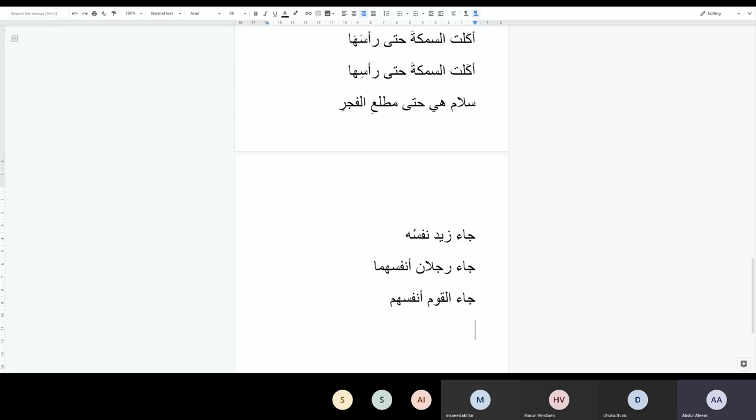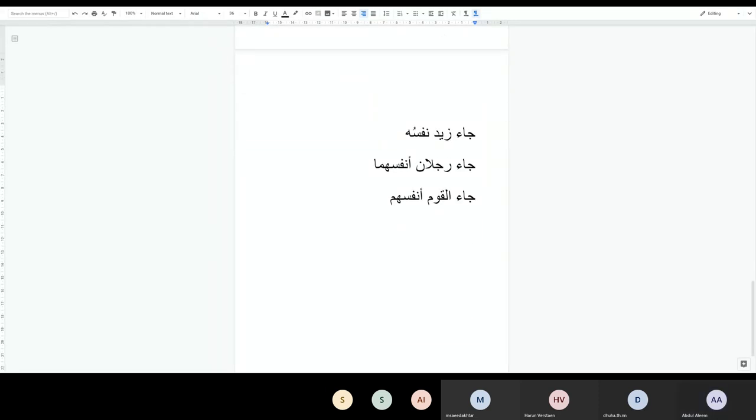Another word is al-aynu. That's the same meaning. Ja'a zaydun aynuhu. It was Zayd specifically who came. Ja'a zaydun aynuhu. Zayd the person specifically.